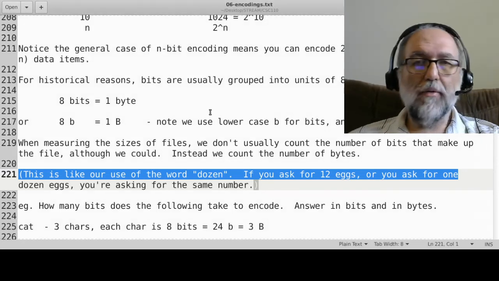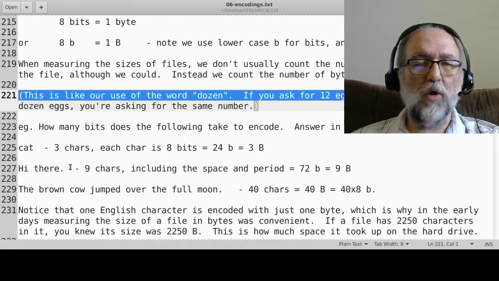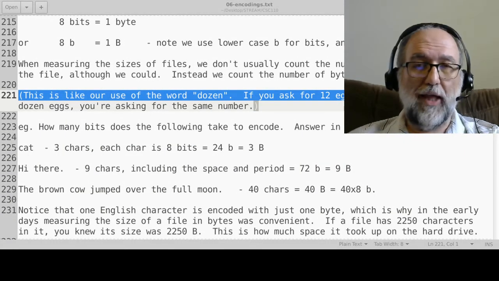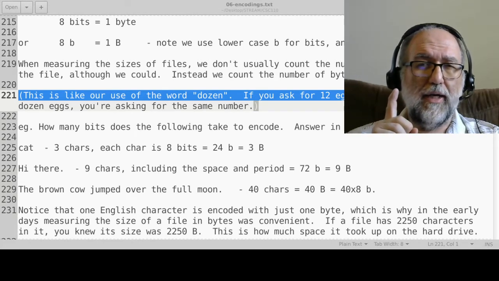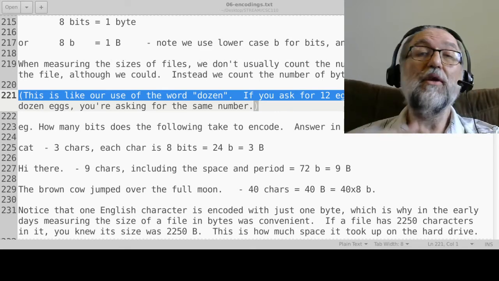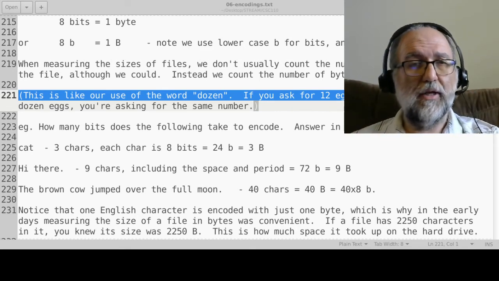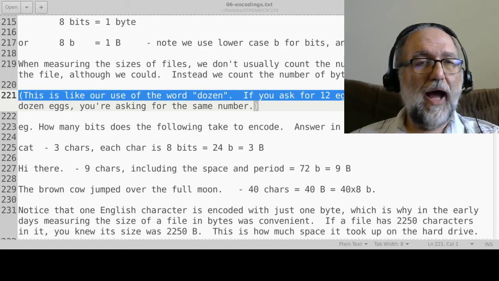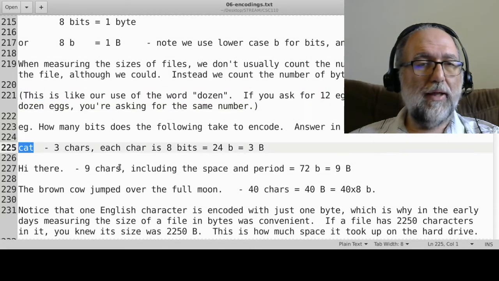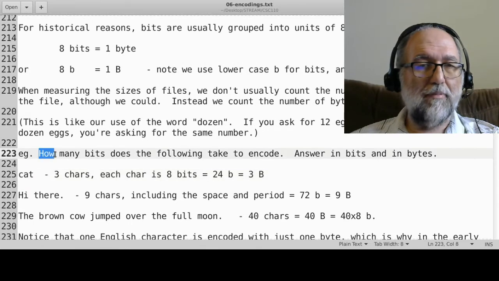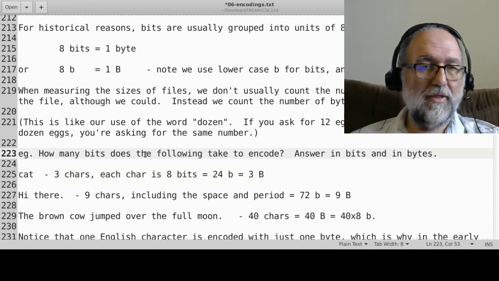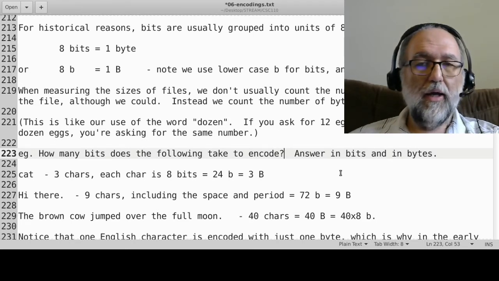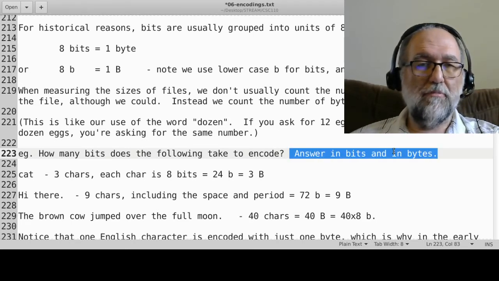All right. Now, how does this work though when you start to get beyond just a single letter? Each ASCII letter, or extended ASCII, is 8 bits. So you've got one letter, that's 8 bits. You've got another letter, that's another 8 bits. You've got another letter, that's another 8 bits. So I could ask the question, how many bits does it take to encode the following? And I ask you to answer in both bits and bytes.